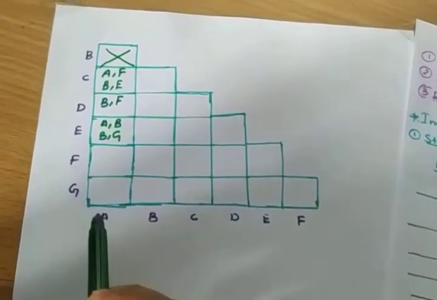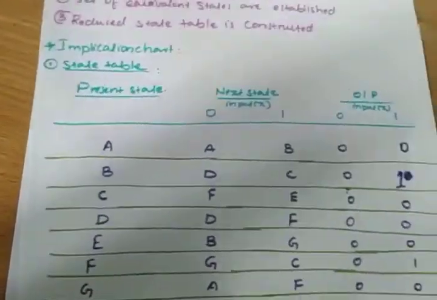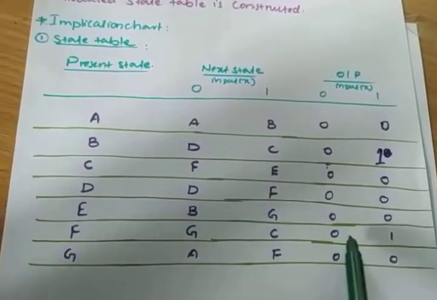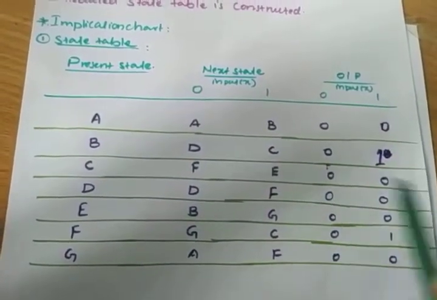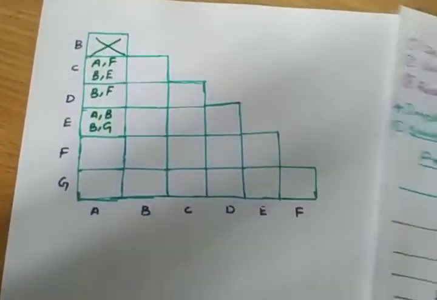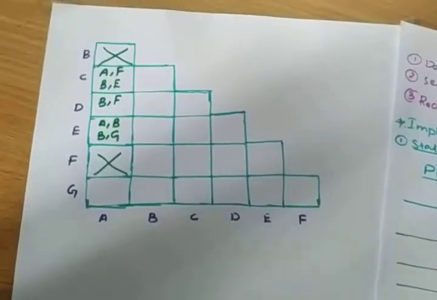Okay, now for AF combination. Look at AF combination. A means 0 0, F means 0 1. Outputs are not equal, so we don't want to consider those pairs, so we put a cross mark because the outputs are not equal. Next for AG.